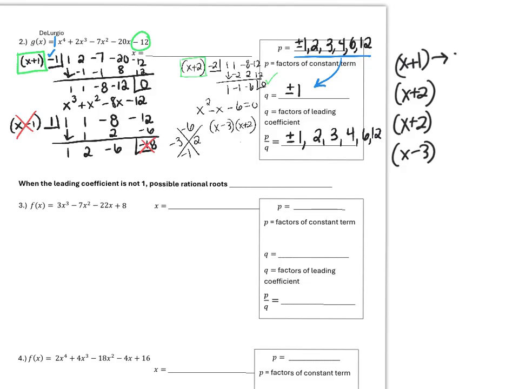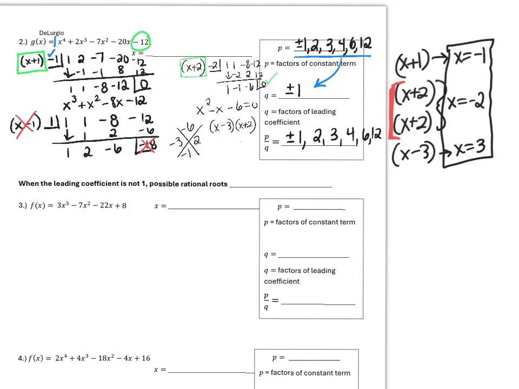I set each of these to 0 to find my actual solution. So x equals negative 1, x equals negative 2. Remember multiplicity. When we have this squared, right, this is technically x plus 2 squared, that means it's going to be a bounce off of the x-axis at negative 2. And x equals 3. So those are all of my roots.